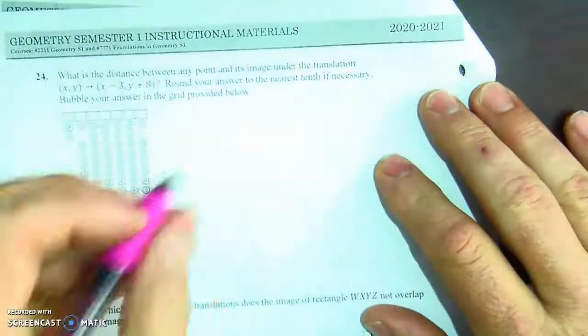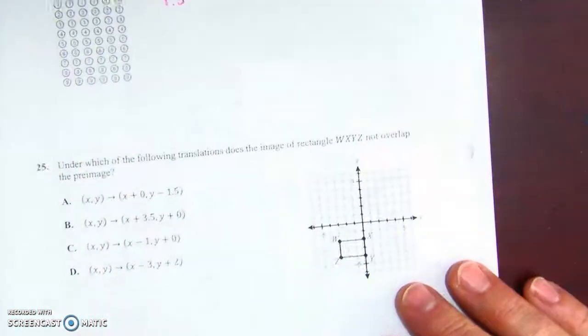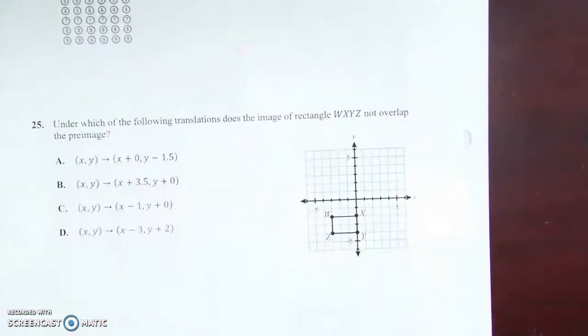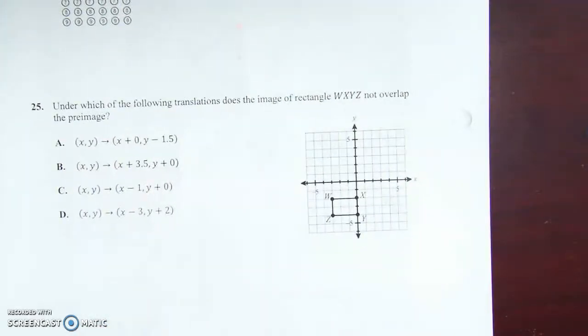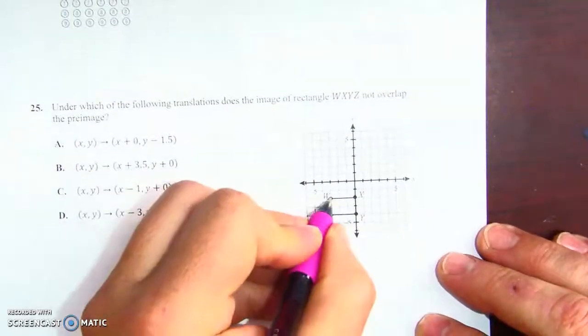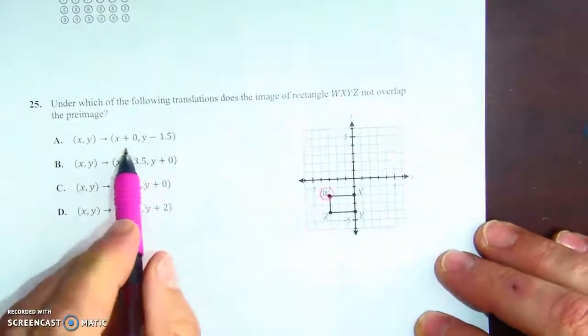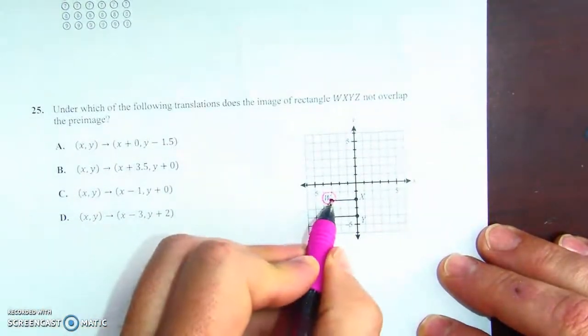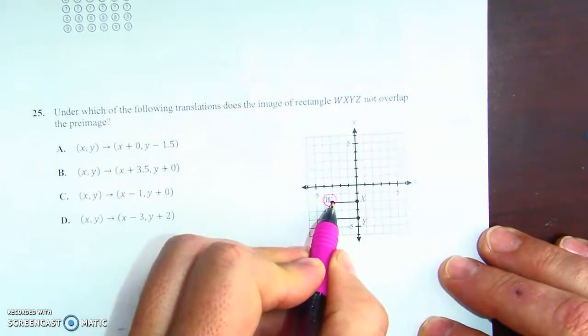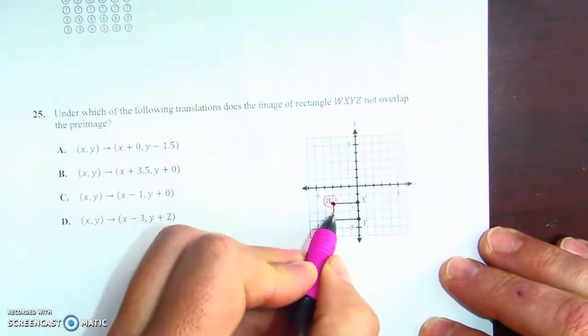Okay, we can do a few more here on this section here. So we said 8.5 on that one. Okay, now going down here, it's asking which of the following translations does the image of the rectangle XYZ not overlap the pre-image? So here's our image over here, and we don't want it to overlap at all. So if I were to move, I'm just going to pick one particular point. I'm going to take W, and I'm going to use that one. I'm going to move it 0 and then negative 1.5. So 0 meaning going to the right, 0, or left, none, and then I'm going down 1.5, 1.5.